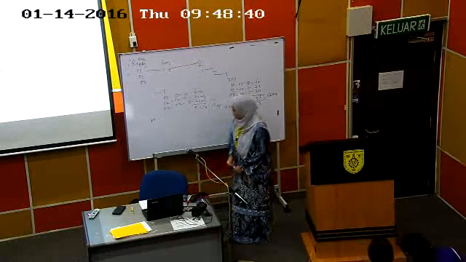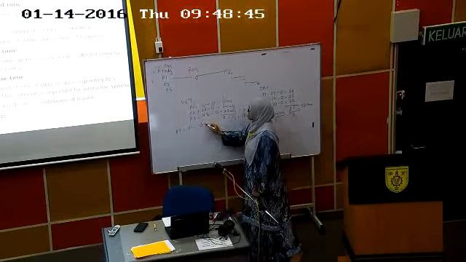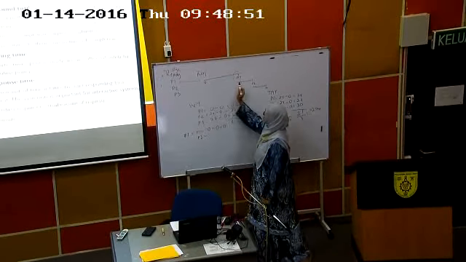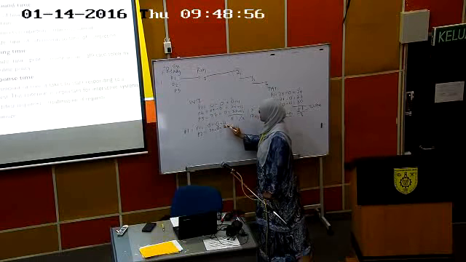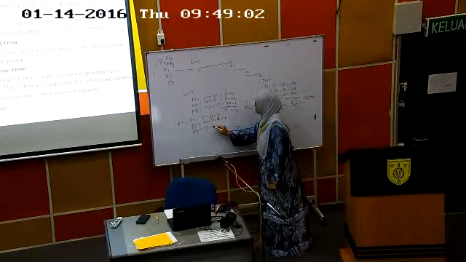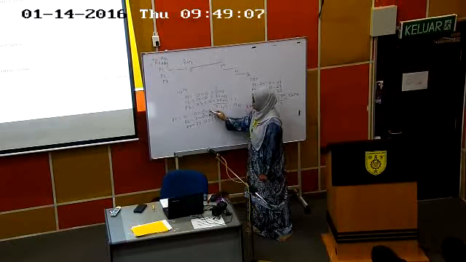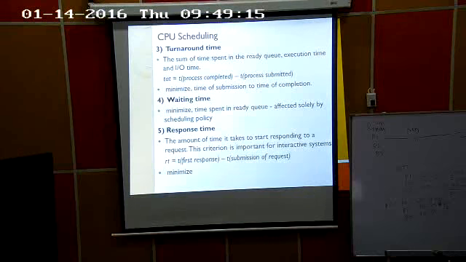Okay, for P1, start at 0. In ready queue 0. P2 starts at 24. Ready queue 0. P3 starts at 27. In ready queue 0 and 27. Okay, response time for everything. Normally they don't ask you to calculate the average. If they ask you, then just divide by 3.